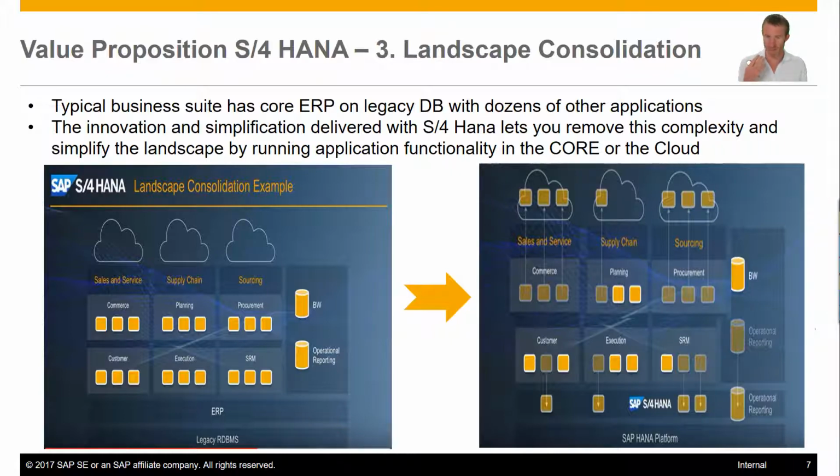So what S4HANA and the innovations around it can bring to the table is consolidation. For example, we can take some of this functionality back into the S4HANA digital core, like customer relationship management and SRM. We can pull these back into the digital core and reduce the landscape in the customer's organization.